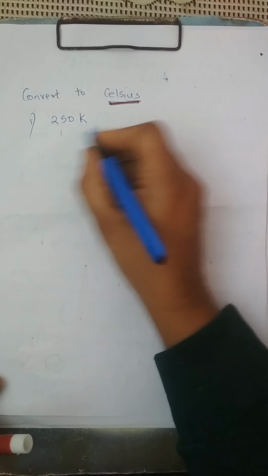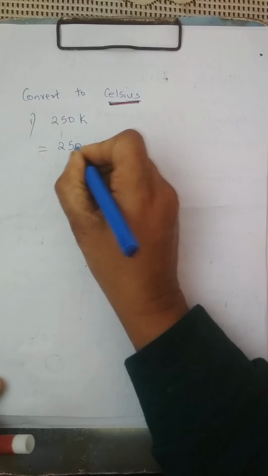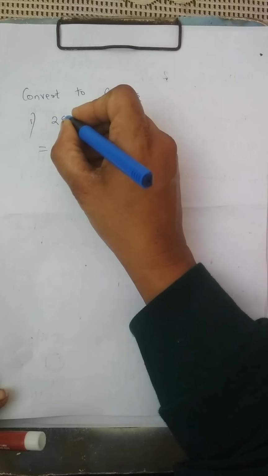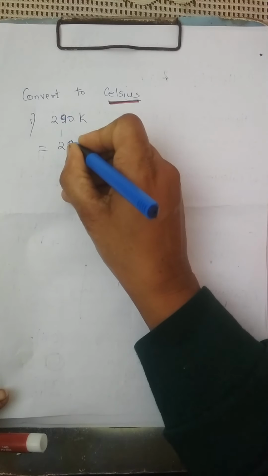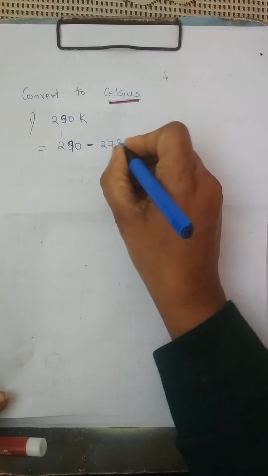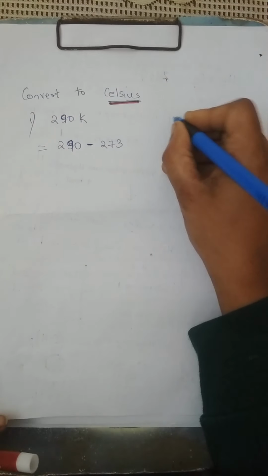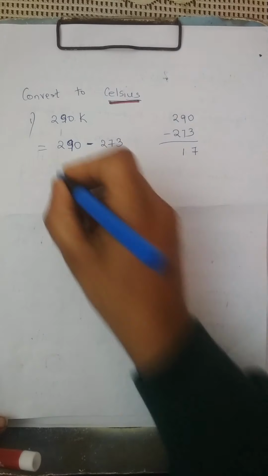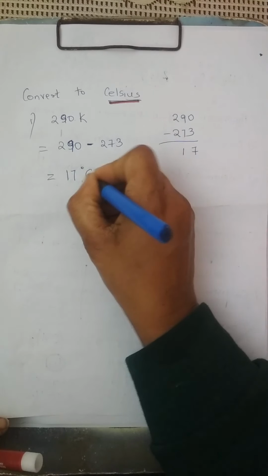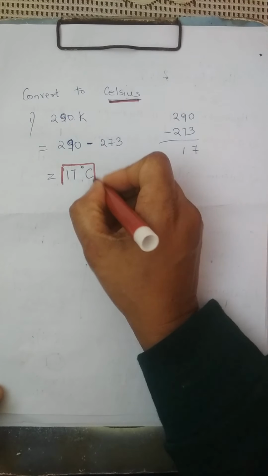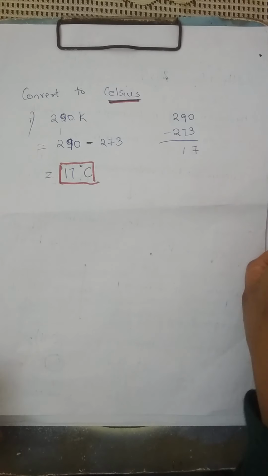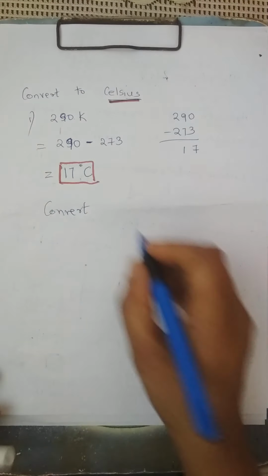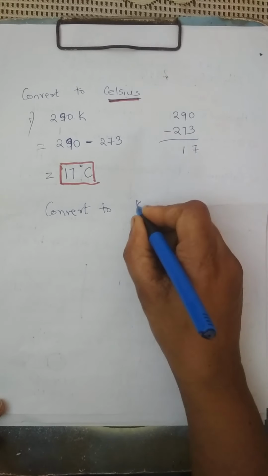Kelvin is given. So what to do? 250. Kelvin is bigger, so to get Celsius you have to minus. And then I'll change this to 290, we'll make it bigger. Then simply the other type will come where we have to get a minus sign. So 290 is given. So 290 minus 273. How much? Let us see. It's 17. These one or two examples are enough. You don't need 100 examples. And the second one is convert to Kelvin.